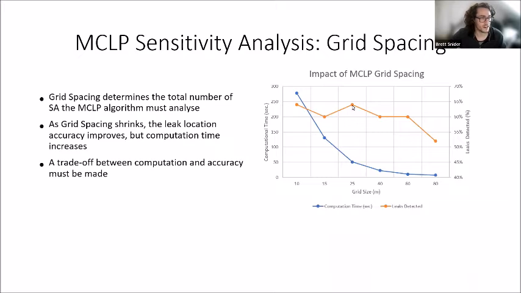So here you can see the accuracy slowly tends to decrease. Here we can see the number of leaks detected in the test database, but we also compare it with the computation time. Obviously, if there are a lot fewer search areas to analyze, the computation time decreases as well. So this highlights that there's going to be a trade-off between computation and accuracy. This is something that the utility will have to analyze to figure out which trade-off is preferred for their scenarios.